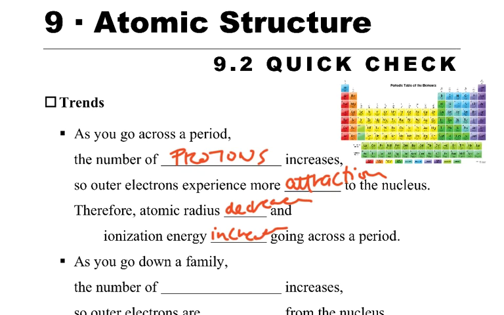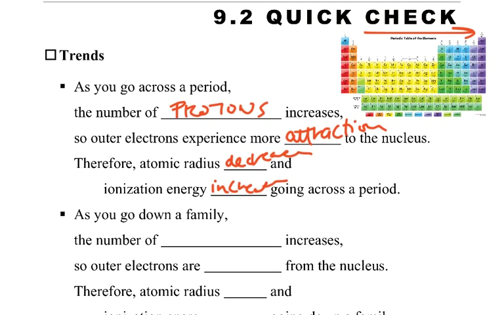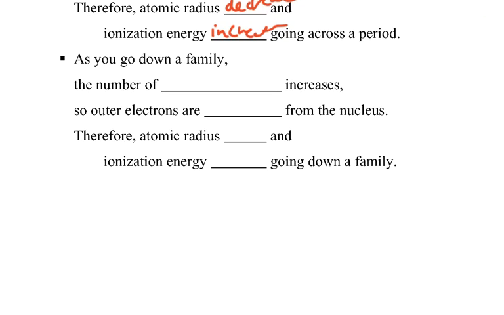going across the table. So we're saying here that as you go across a periodic table, across a period, remember a period is each row of the periodic table. Okay, as you go down a family, so we're talking about this way, the number of layers increases, so outer electrons are farther from the nucleus. Therefore, the atomic radius increases and the ionization energy decreases going down a family.